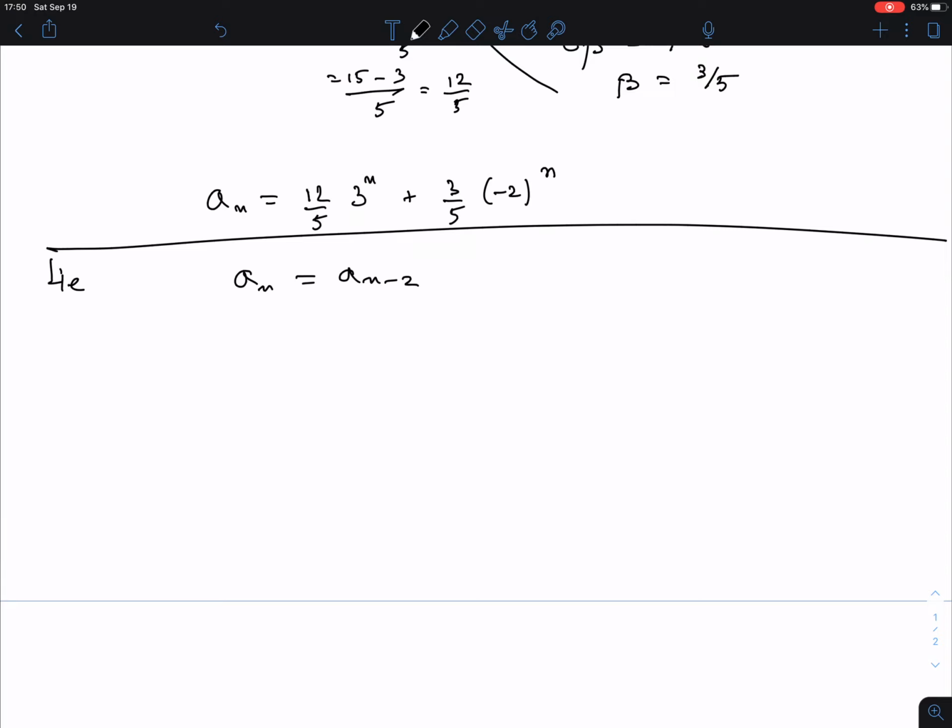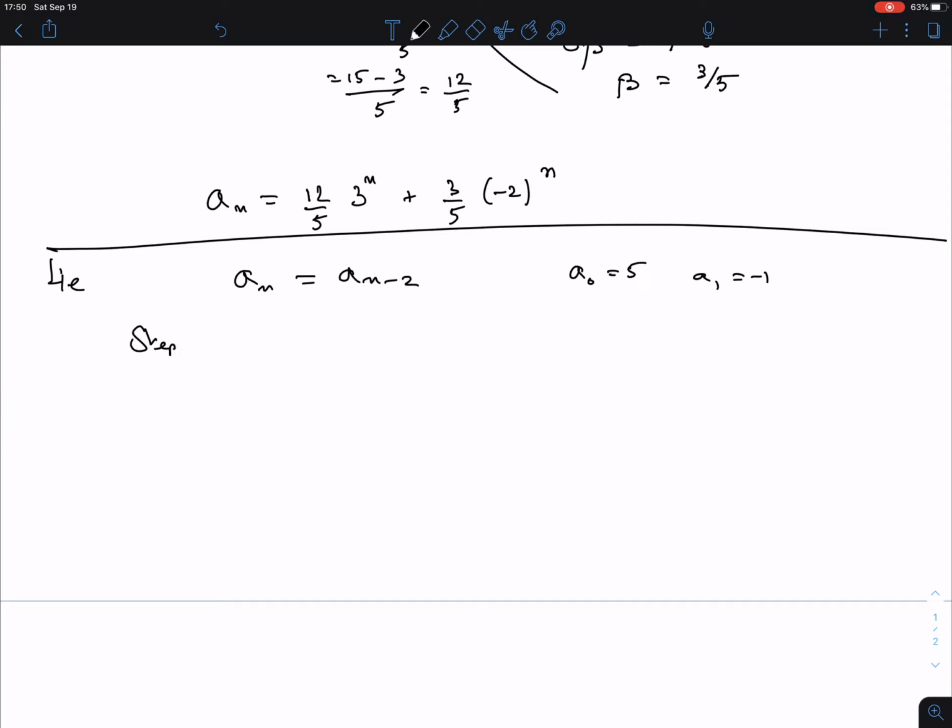And how many initial conditions? You might think, oh, there's only one. I only go back to a_{n-2}, so I only need 1 initial condition. No. The number of initial conditions is always equal to the degree. So in this case, the initial conditions that were given were a_0 is 5 and a_1 was negative 1. Okay, so what happens here? Well, let's work it out.